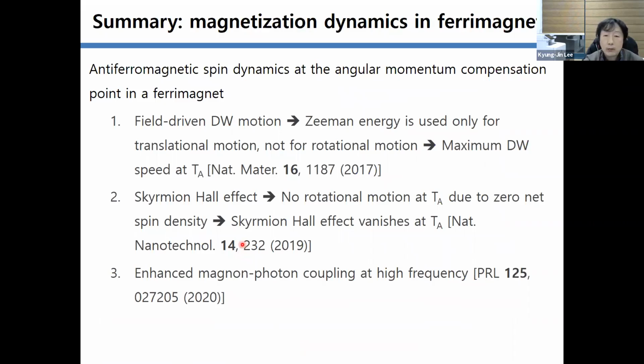So let me summarize the first half on the magnetization dynamics in ferrimagnet. We found that the field-driven domain wall motion can be fastest at TA because the Zeeman energy is used only for translational motion, not for rotational motion. And by the same reason, the suppressed spin rotational motion gives rise to the vanishing skyrmion Hall effect at TA. And because of the antiferromagnetic dynamics combined with finite Zeeman coupling, the magnon-photon coupling is enhanced at TA.